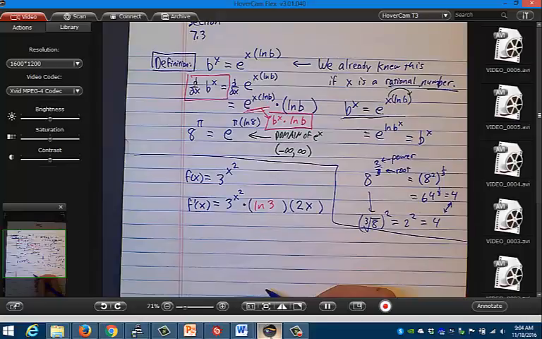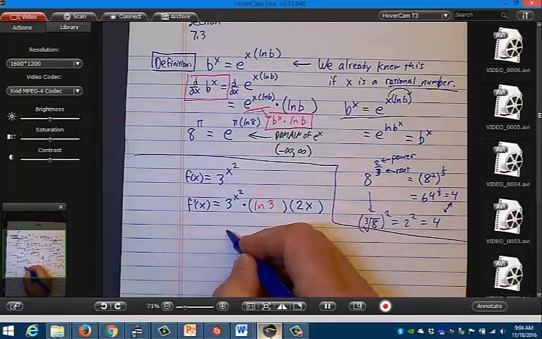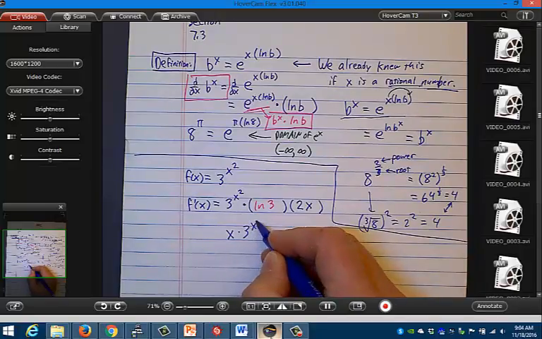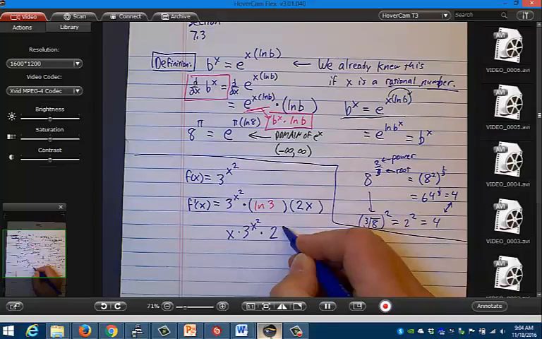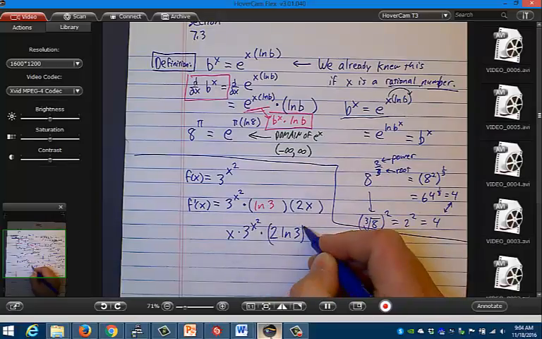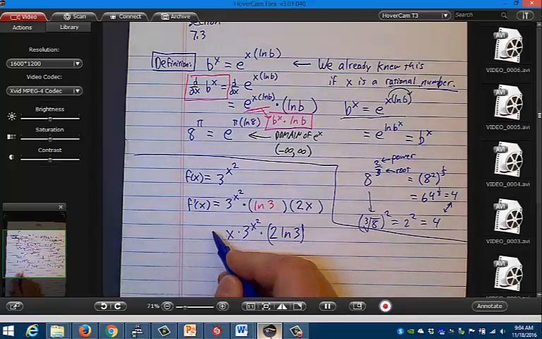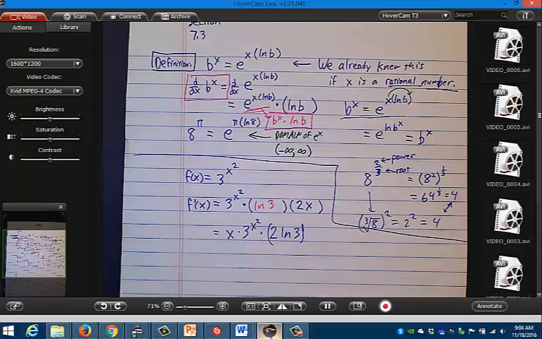Now, how would I actually write this? I don't know. I'd probably write it like this. x times 3 to the x squared times 2 ln 3. I think I'd probably write it like that. So I keep the constants together. Maybe, I don't know, something like that. We'll see how the back of the book writes it too, for problems when you do the homework.